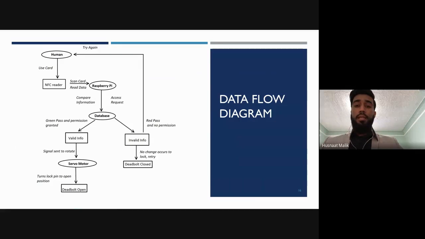As we can see, these ovals are going to be our actors or users, and the italics are where the functions are occurring and the data is being processed. A human is going to arrive at the building. They're going to use their card at the NFC reader. This reader is now going to scan the card, read the data, and pass it to our controller, the Raspberry Pi. Now the Raspberry Pi will compare the information and request access from the database. If the green pass is there and permission is granted, the database will send a signal to rotate to the servo motor. And now this servo motor will turn the lock pin to the open position.